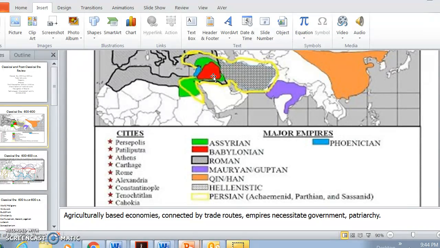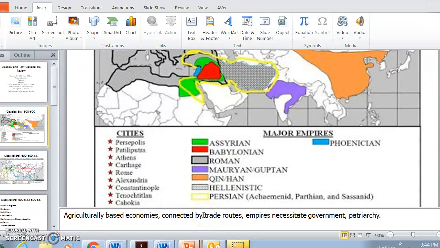So their economies are agriculturally based. I put this at the bottom of the screen here. Their economies are agriculturally based. Remember, industrialization doesn't happen until 1750. This is well before that. So economies are agriculturally based. Agriculture is relatively new to the world at this time. But all economies revolve around agriculture and the production of food.